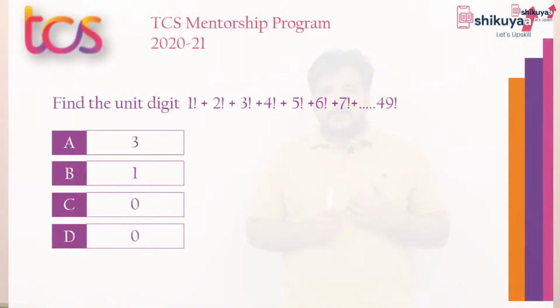Just quickly go through it. Find the unit digit of 1 factorial plus 2 factorial plus 3 factorial plus 4 factorial plus 5 factorial plus 6 factorial plus 7 factorial and so on. The series is extended till 49 factorial, and you are supposed to find the unit digit of this expression. The options are A, B, C, D: 3, 1, 0, 0. I would like you to find the answer for this.